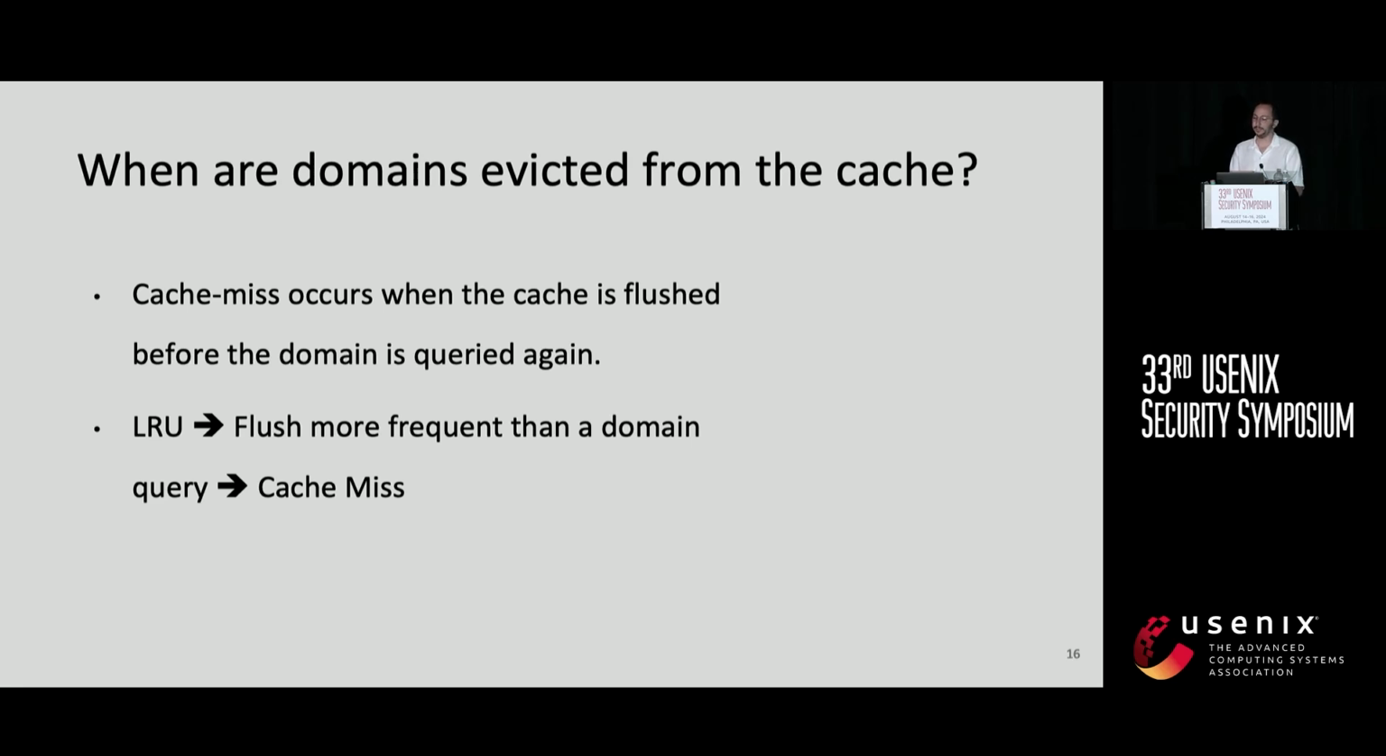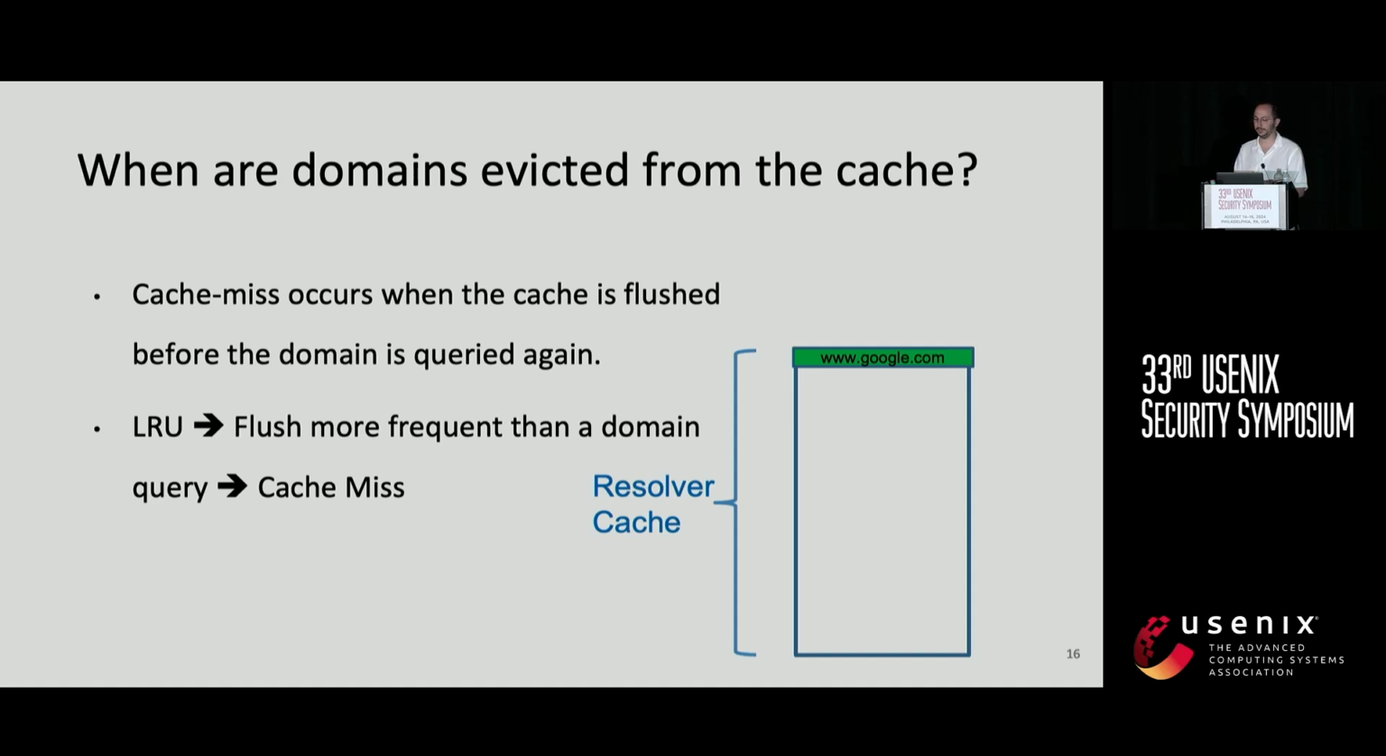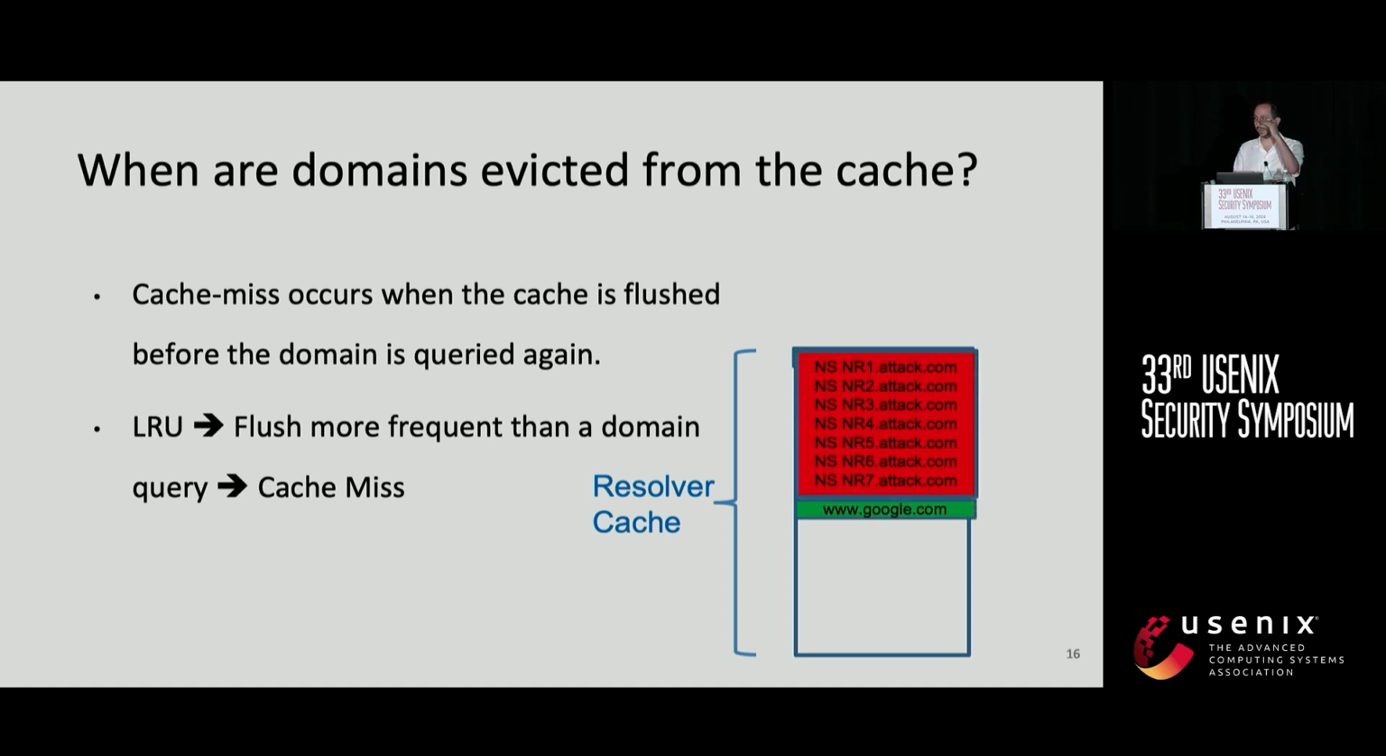So when the domains are removed from the cache, here is an illustration of what is happening. A cache miss occurs when the cache is flushed before the domain is queried again. So here we can see an example where google.com is in the cache, and we start flushing the cache with our attack. While we are flushing the cache, and we didn't finish flushing, google.com was queried again because it is frequently asked. So google.com goes up in the cache, and there was no cache miss.